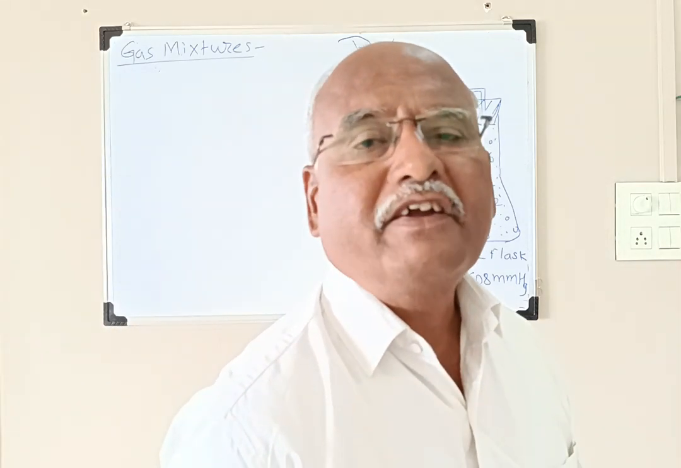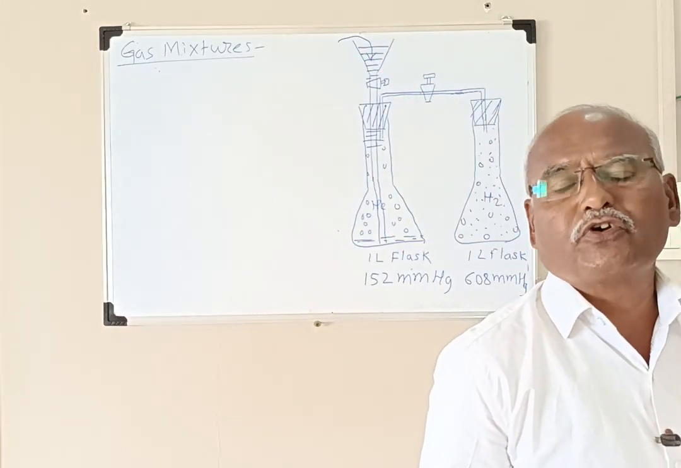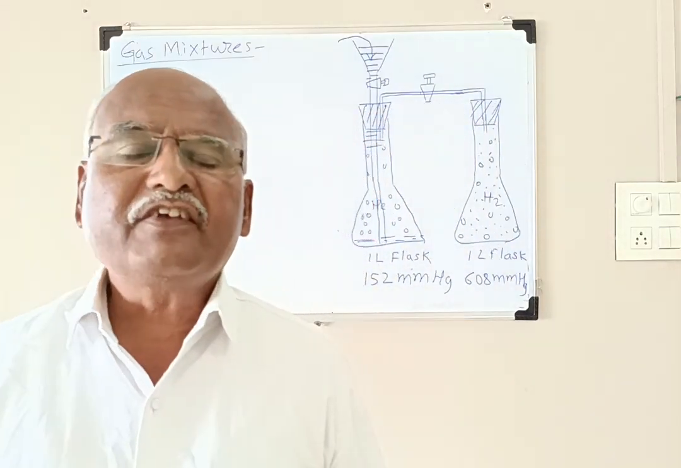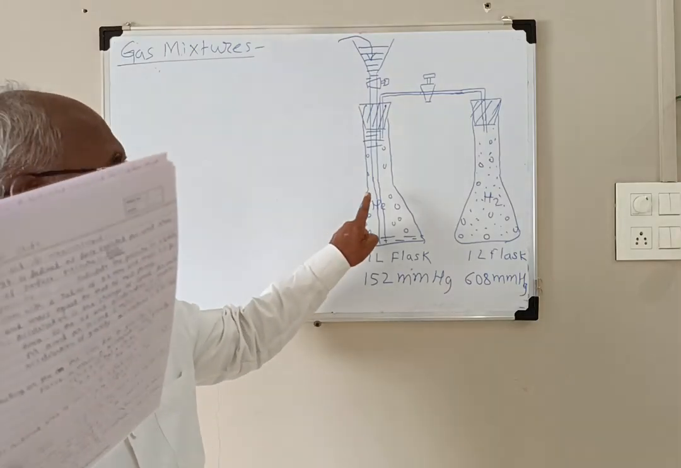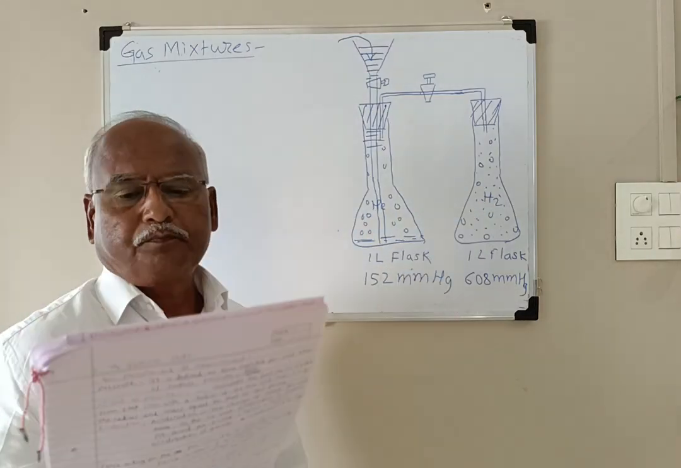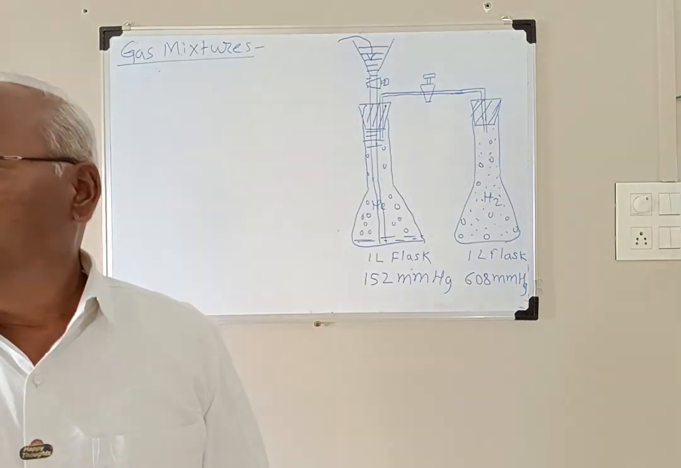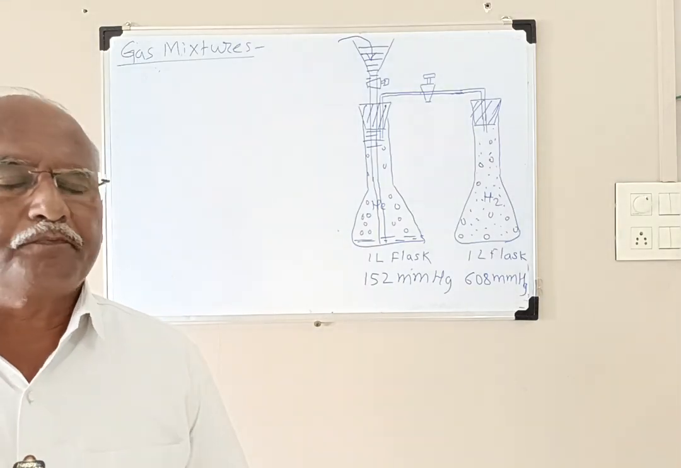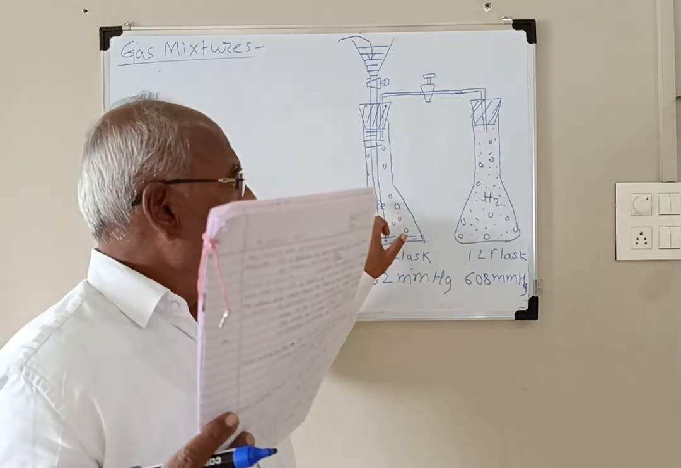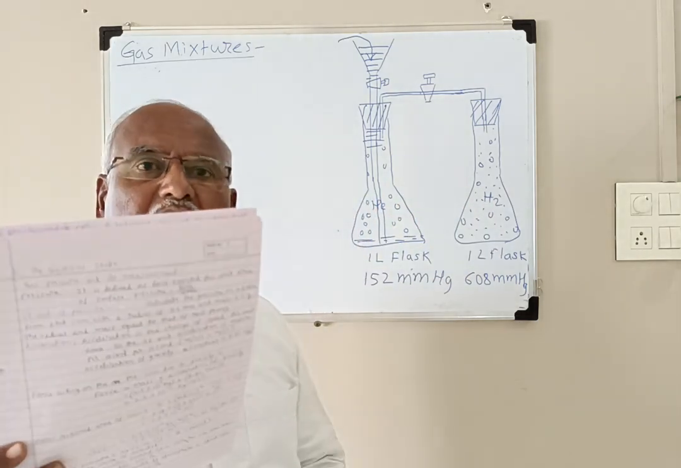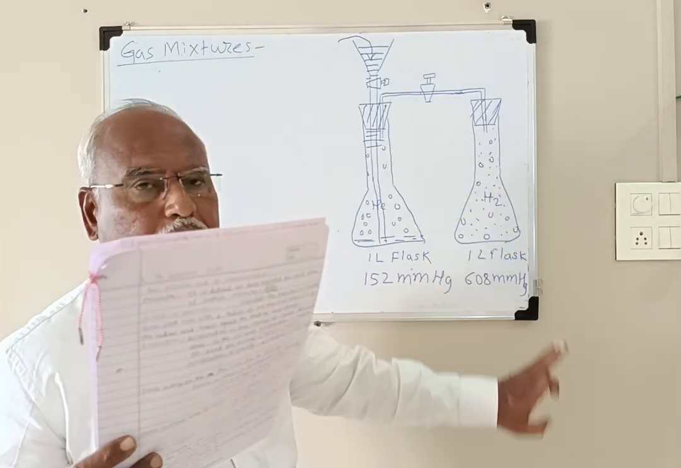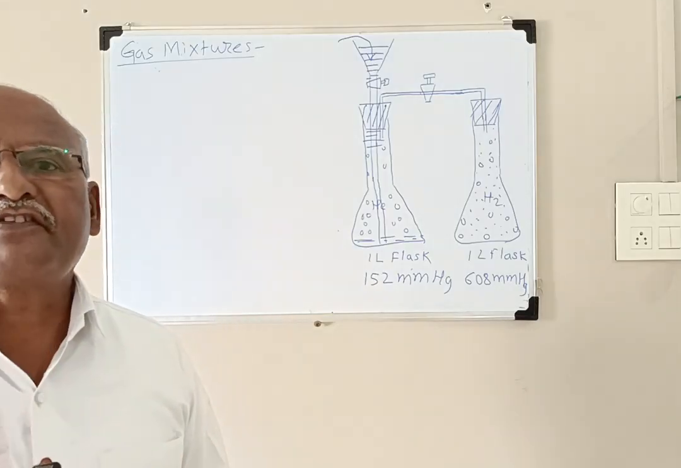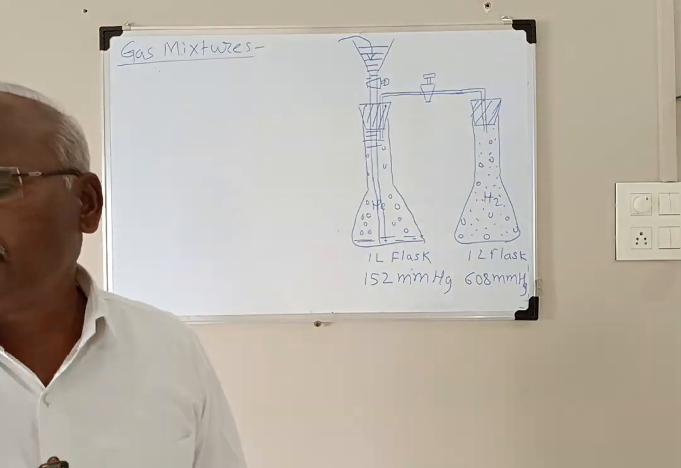We try to understand what Dalton had observed. Dalton observed that each gas, that means helium and hydrogen, exerts the same pressure as if the other were not there. Helium and hydrogen exert the same pressure in this flask also as if there is no other gas. I explain it.